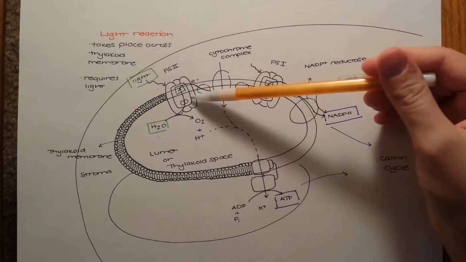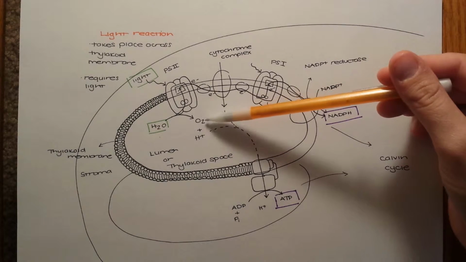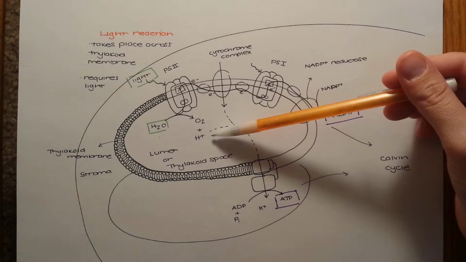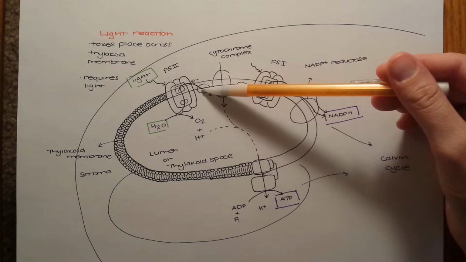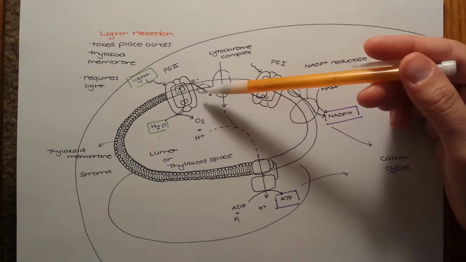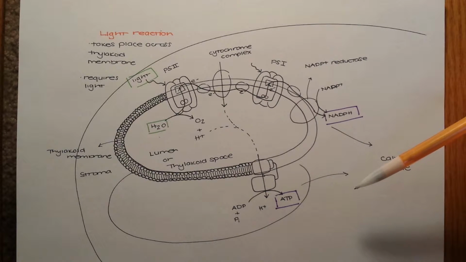That light is going to excite electrons. And when that light excites electrons, we can split water. We're going to split that into oxygen and hydrogen ions. Those hydrogen ions will go on to do some work for us. But then we also can continue to use these excited electrons. So our excited electrons are going to pass through other proteins in the thylakoid membrane.